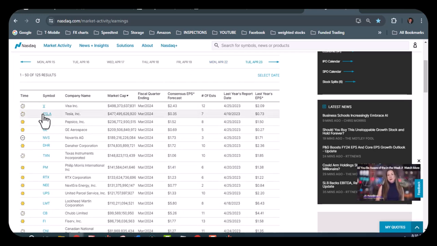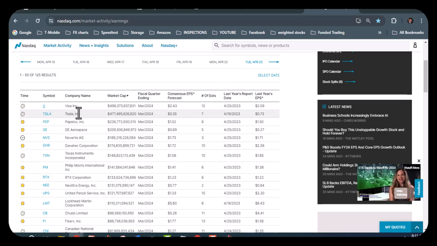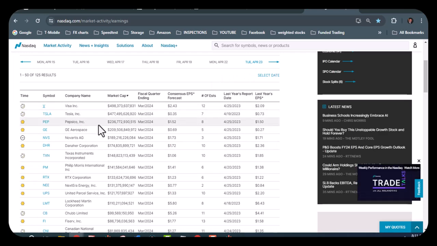And for Tuesday, Visa's going to report, $500 billion there. Tesla, almost $500 billion there. PepsiCo, $250 billion there. GE Aerospace, $209 billion there. Novartis, $189 billion. Danaher Corp, $148 billion. Texas Instruments, $148 billion. Philip Morris, $142 billion. So a lot of market cap reporting on Tuesday. Some of the big ones in the evening, while some of the mid-range ones in the morning. So that's what we got for next week.